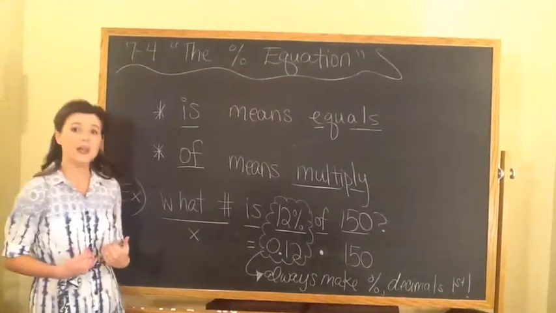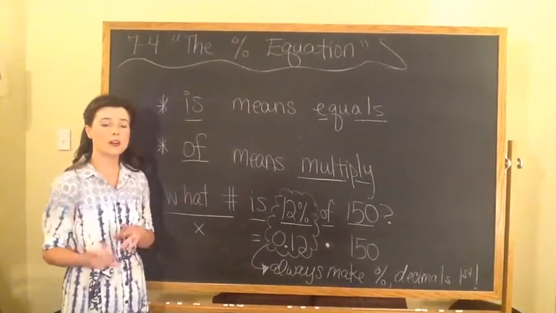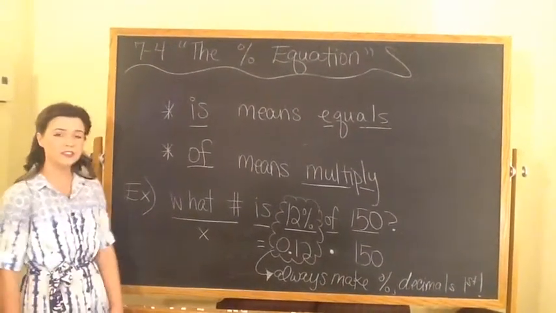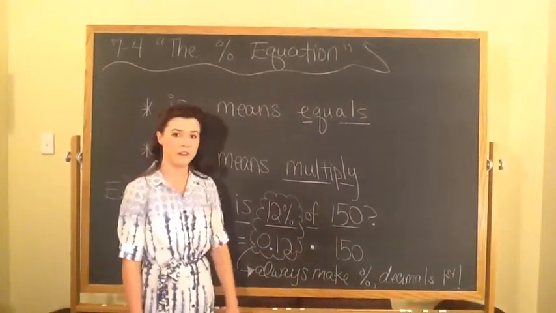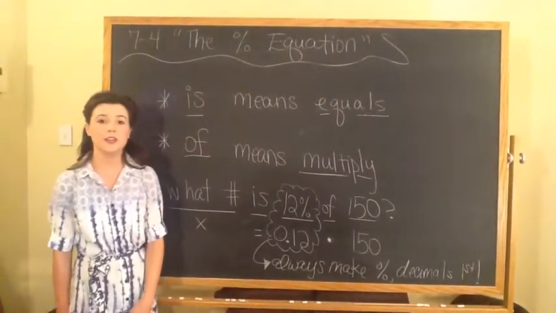If you can change those words and put the correct operation or number or variable there, then you will be good to go, because now we have an equation to solve. It says x equals 0.12 times 150. As soon as we do that, we will get our answer. Okay, so let's go ahead and look at some examples.